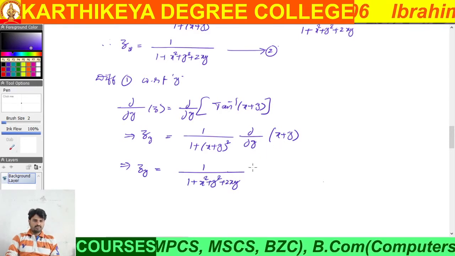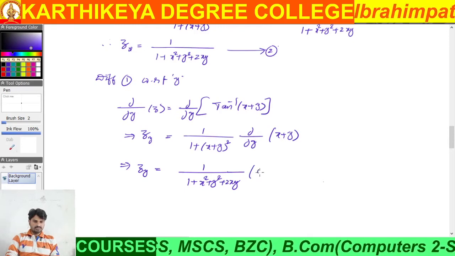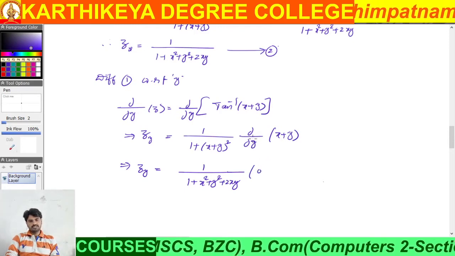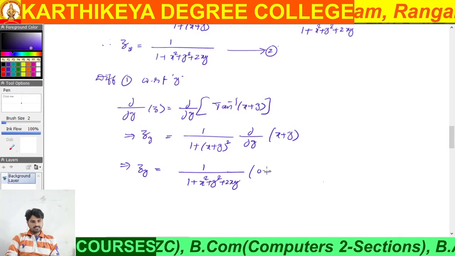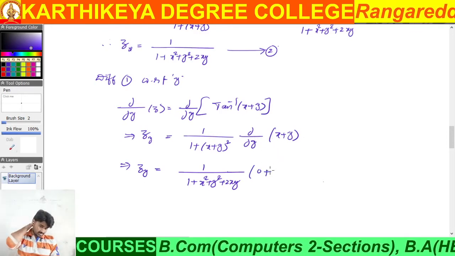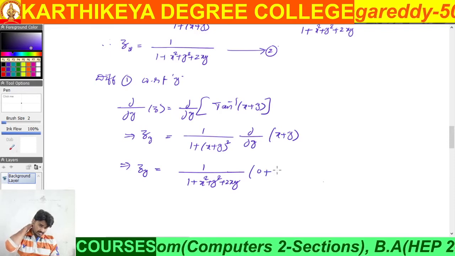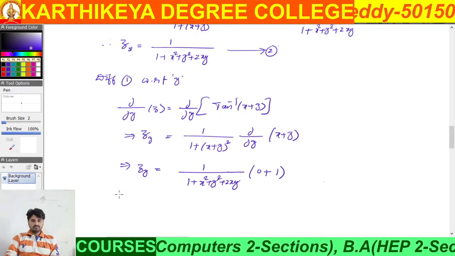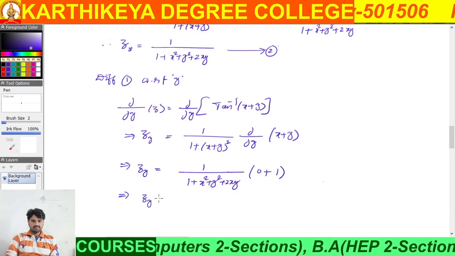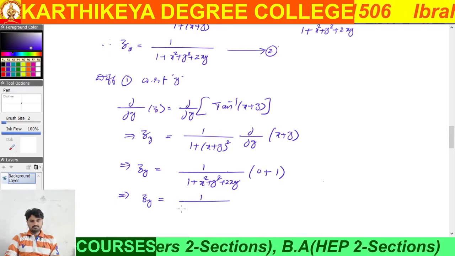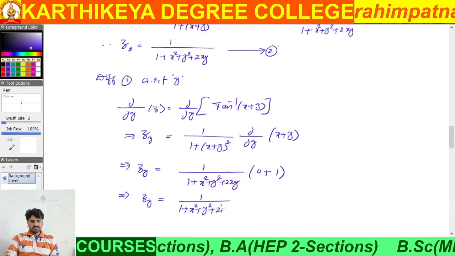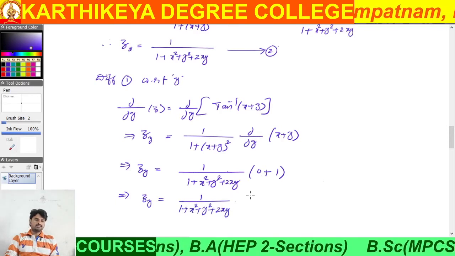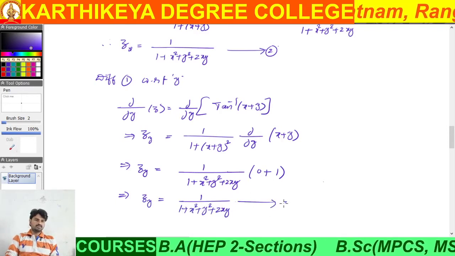Next, the derivative of x is 1 times 0, because you are going to differentiate with respect to y, so here the x variable can be treated as a constant. Now the derivative of a constant is 0. Now the derivative of y with respect to y is 1. So finally you get z_y equals 1 by 1 plus x squared plus y squared plus 2xy, times 1 plus 0, which is 1. This is equation number 3.